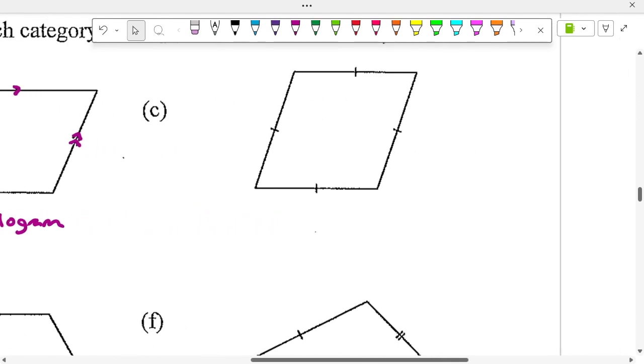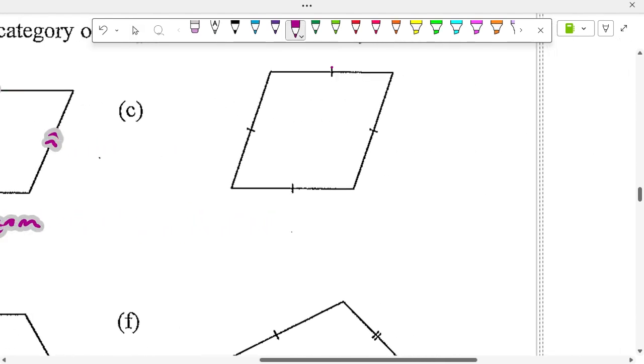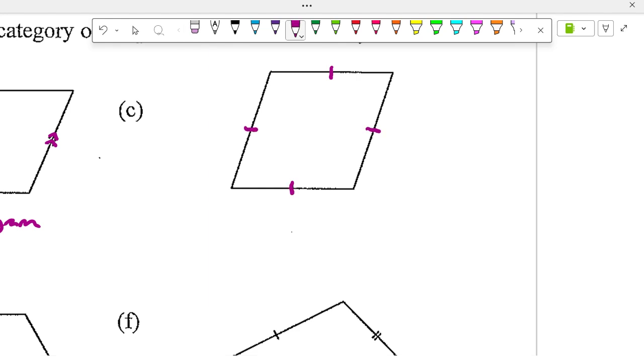Now, this one, different type of tick mark. What do the straight line tick marks mean? Congruent sides. And remember, it's a matching game. So each side has 1 tick mark. All right. So that means they're a rhombus because all four sides are congruent. That's all we can assume.